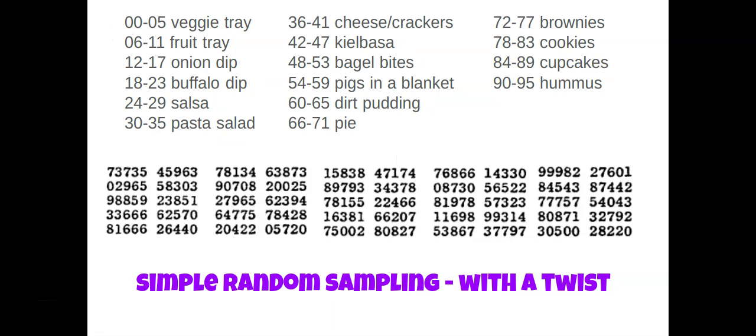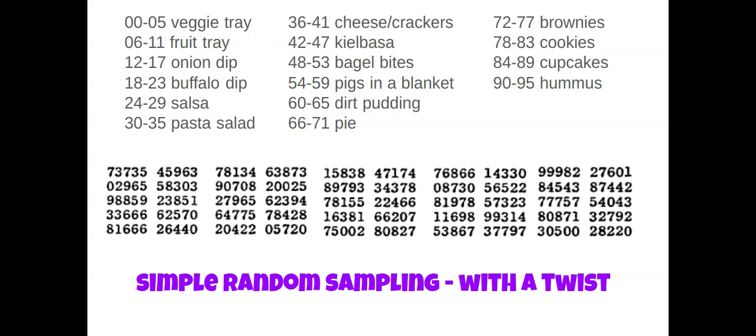So in this case, I know that if I choose 00, 01, 02, 03, 04, or 05, then that is going to correspond with the veggie tray selection. So now I have a larger chance of getting the veggie tray, but I'm going to make sure that I adjust all of my ranges so that I have a larger chance of actually getting every item on the list. And for a simple random sample, it still fits the criteria that every single thing on the list has an equal chance of being selected.